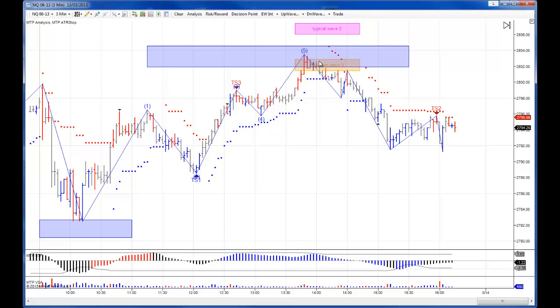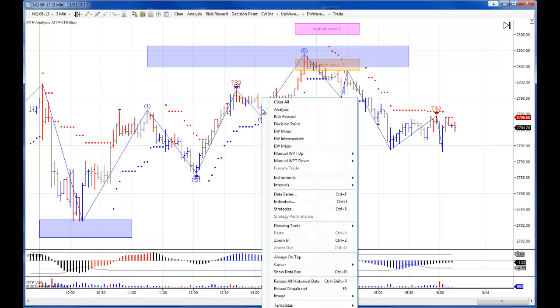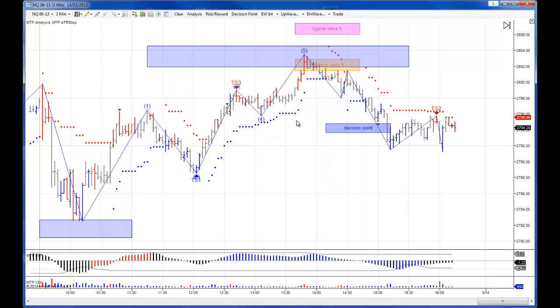More importantly, the high here was right at the minimum wave 5 WPT. This coincided with our larger degree resistance. Therefore, advanced traders would have been able to consider a short trade of this pattern here. A target of a 5-wave sequence is the DP of the prior wave 4, which was down here.